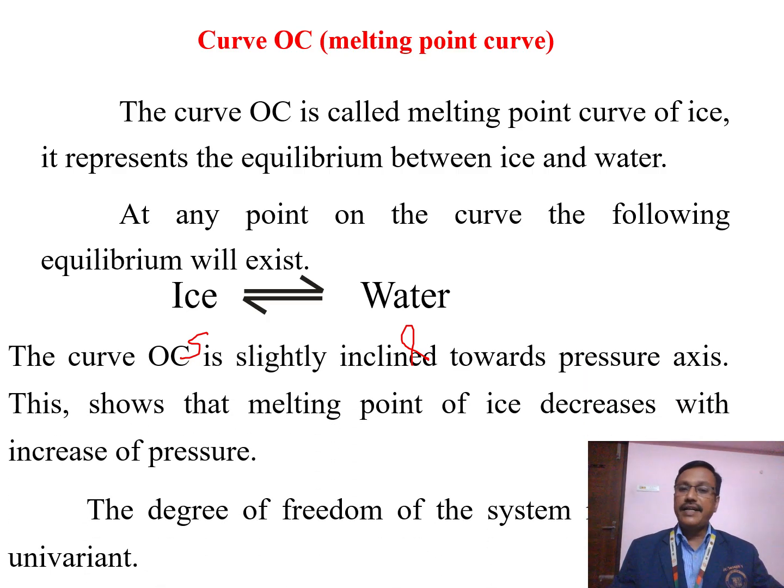The curve OC is slightly inclined towards the pressure axis. Have you studied that? Towards the pressure axis it will be inclined. This shows the melting point of ice decreases with increase in pressure. The degree of freedom is always univariant. Why so? F is equal to C, one component, minus P, two phases, plus 2. What is the answer? 1. It is also a univariant system.